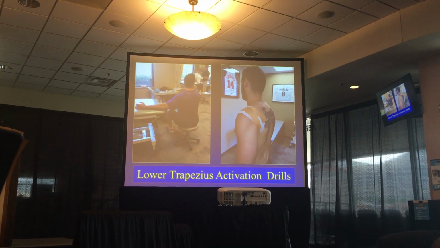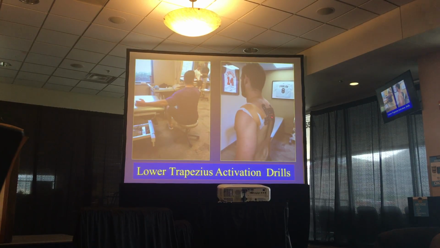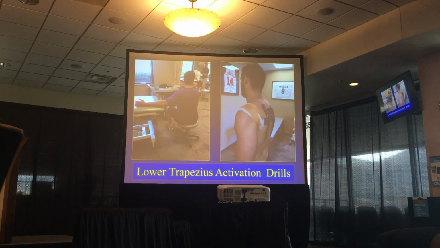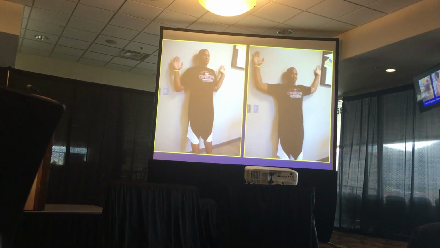This guy has an unstable AC, and I've taped his AC joint with Meccano tape, and I've used KT tape on his scapula because he has scapular dyskinesis because of the AC joint instability. And here he's doing a lower trap exercise.